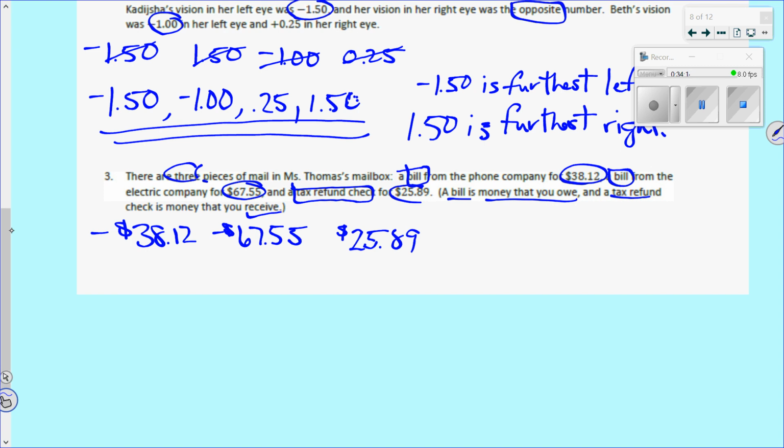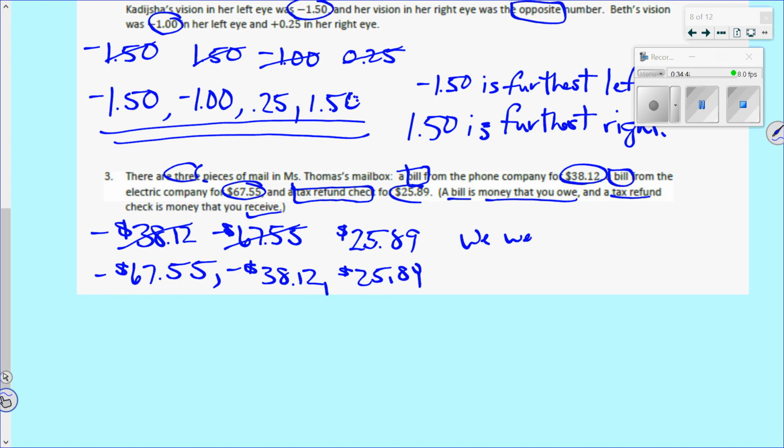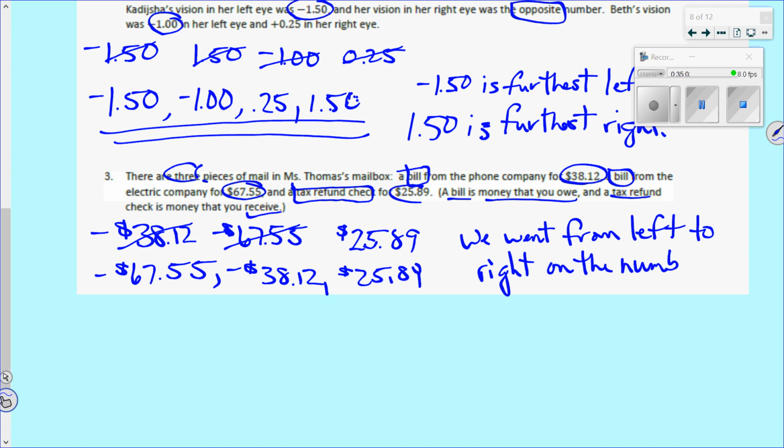So of these numbers, which one is the least? Layla? Okay, negative 67.55. Very important you include the negative. So that crosses that one off. Then what? Good. Negative 38.12. And finally, 25.89. Is everybody good with that list? Okay. In our, how did we do it? We went from left to right on the number line.